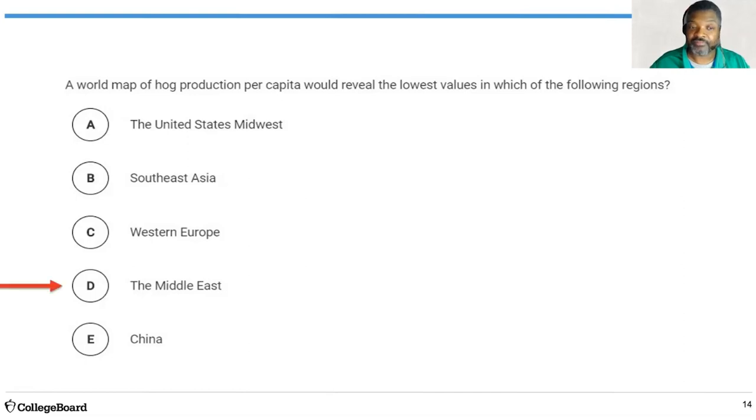Survey says D is the answer choice. What accounts for this? In many countries of the Middle East, the physical characteristics of the area, coupled with religious preferences, make it inhospitable for pork production.